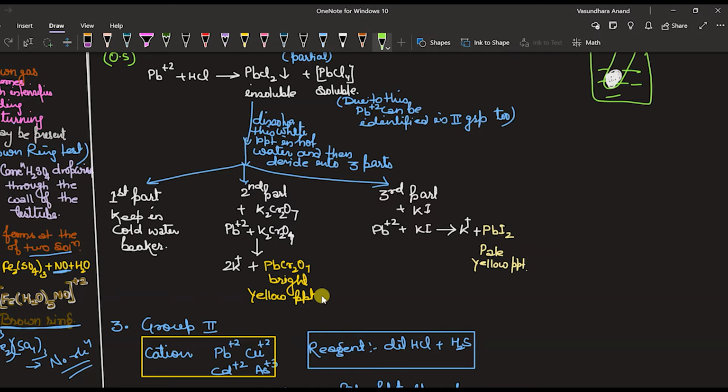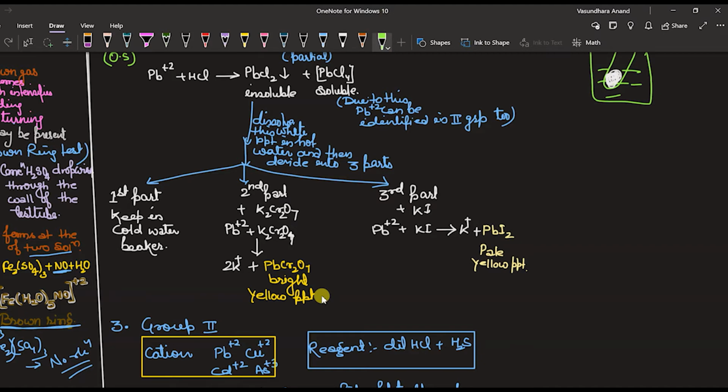Okay, so as you add this, a double displacement reaction will occur, because for precipitation we know that there must be a double displacement reaction. जब तक double displacement reaction नहीं होगा, it won't give you the precipitate. So in the double displacement reaction, this K will be displaced by lead, and here it will form the compound, and whatever the anion is there, there will be mutual exchange, and this K will form a salt. So this is the bright yellow PPT.